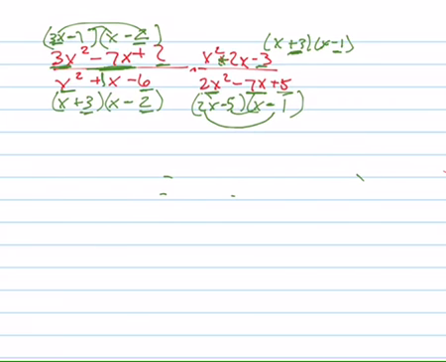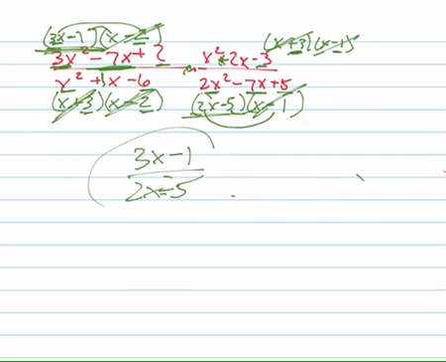And then these are all being multiplied together, so just cancel what can be canceled out. That cancels out. X fine. That cancels out. That cancels out. And all I have left is 3x minus 1, 2x minus 5. Yep. Done.